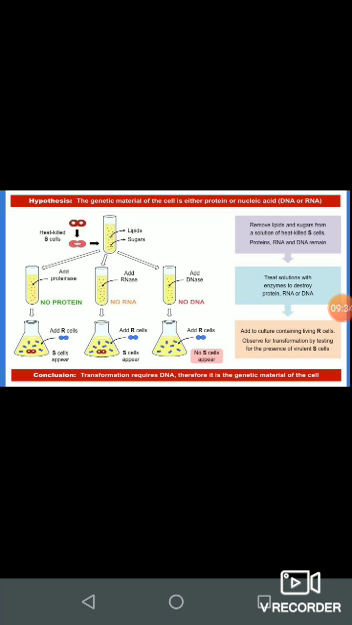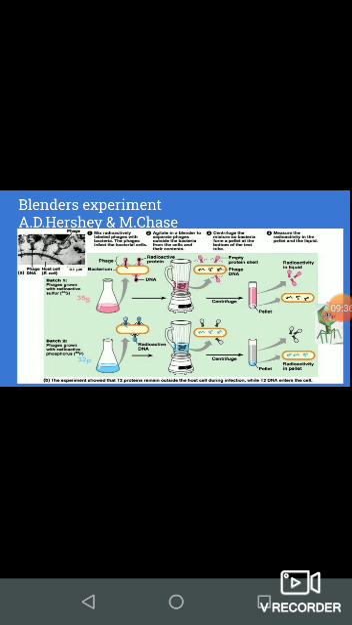So there is another experiment called Blender's experiment, popularly known as Blender's experiments, which was conducted by Hershey and Chase. According to this, they used bacteriophages. We are all aware of bacteriophages. So they have selected the T4 bacteriophage.